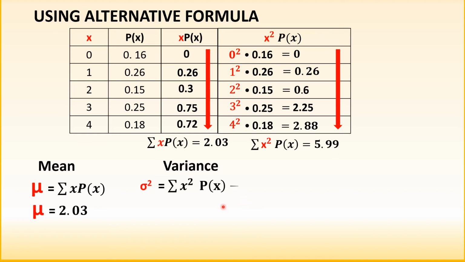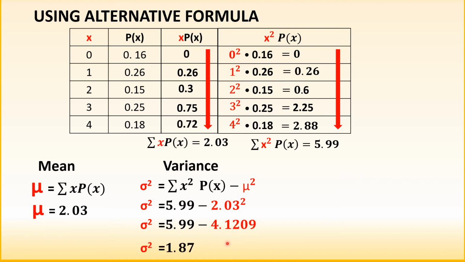So let us solve for the variance. Substitution lang tayo sa variance natin. So we have here the summation, 5.99. And then yung mean natin ay 2.03. Yung mean natin ay squared natin yan. Huwag nyo kakalimutan. So, we will have now variance is equal to 5.99 minus 4.1209, yung squared ng 2.03. Then, subtract natin yung dalawa. Variance is equal to 1.87.